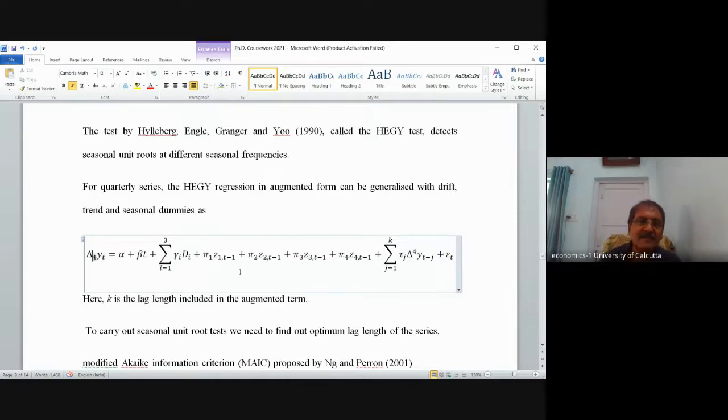And here you have 12 components. For quarterly series, you have 4 components. For monthly series, you have 12 components. Pi 1 Z1, pi 2 Z2, pi 3 Z3, pi 4 Z4, etc., up to pi 12 Z12. In the augmented term, it will be delta to the power 12.